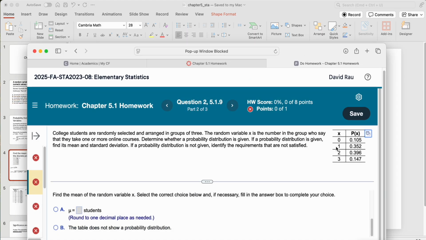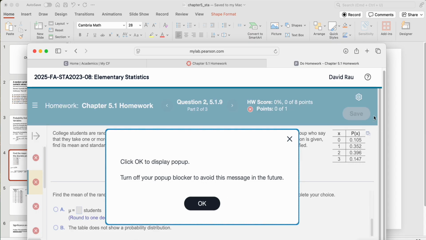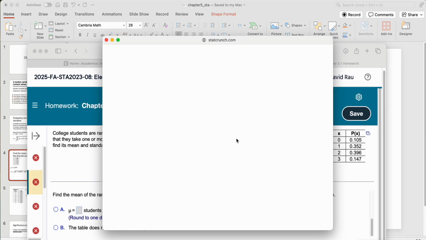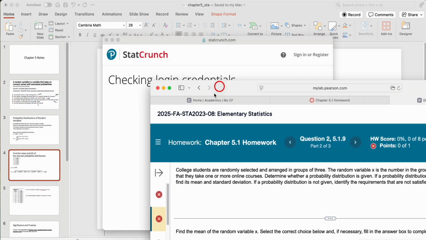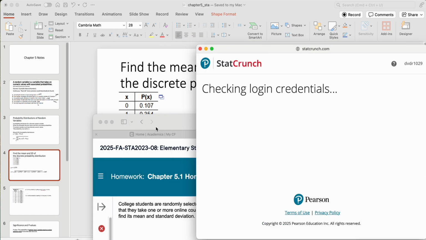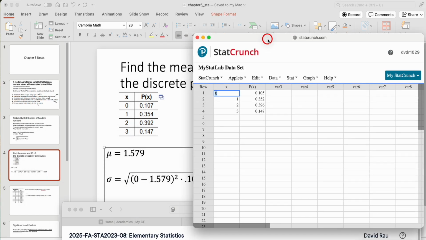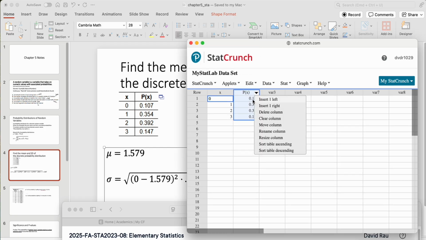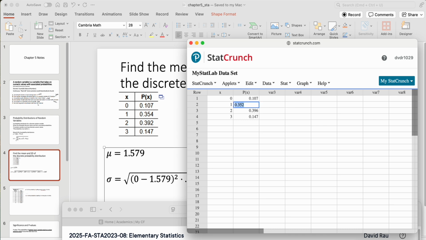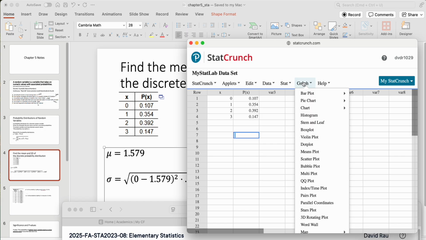Now, let's show you how to do this in StatCrunch. The good news is you can copy that data set exactly when you open it. Now, I need to copy it to what I have here in my notes, not to what the homework question is. It's now 0.107. It's 0.354, 0.392, and it's still 0.147. Great. All right, now how are we going to figure this out?